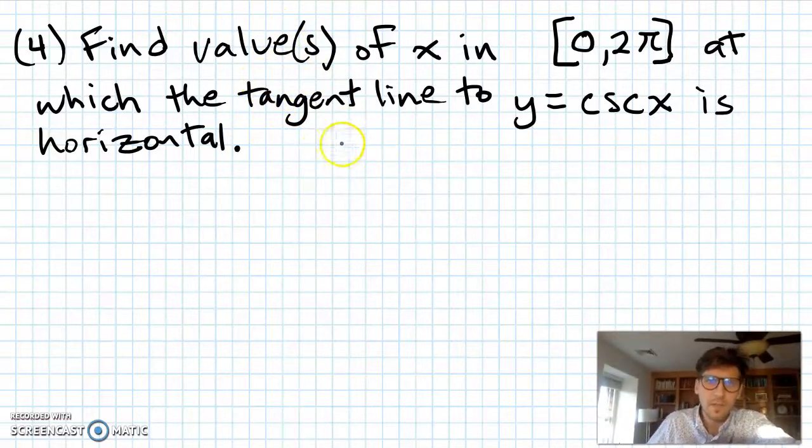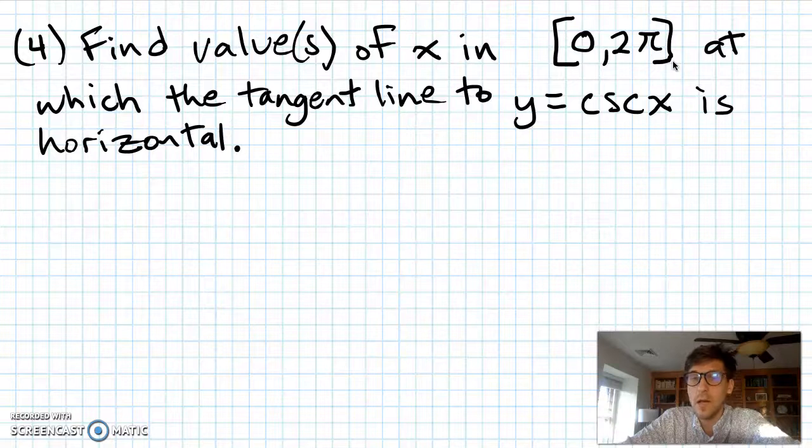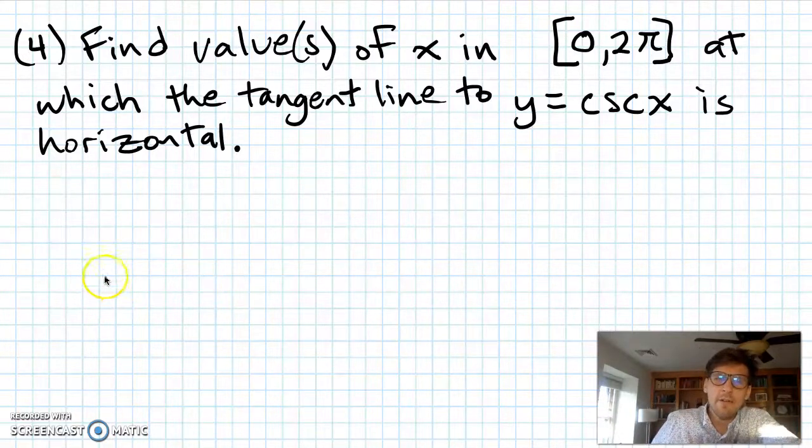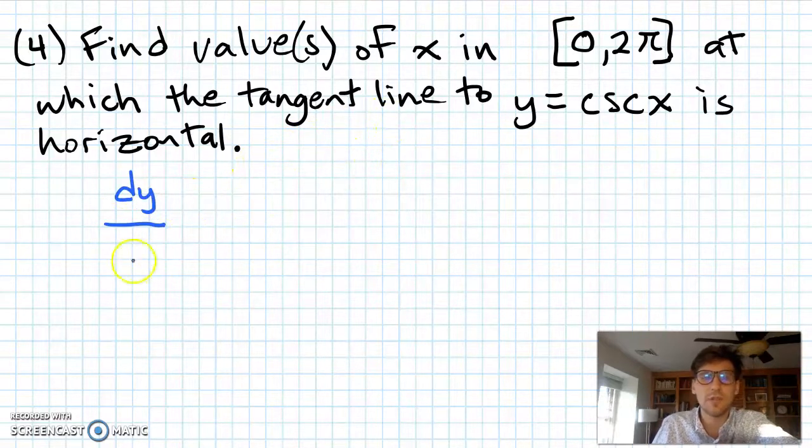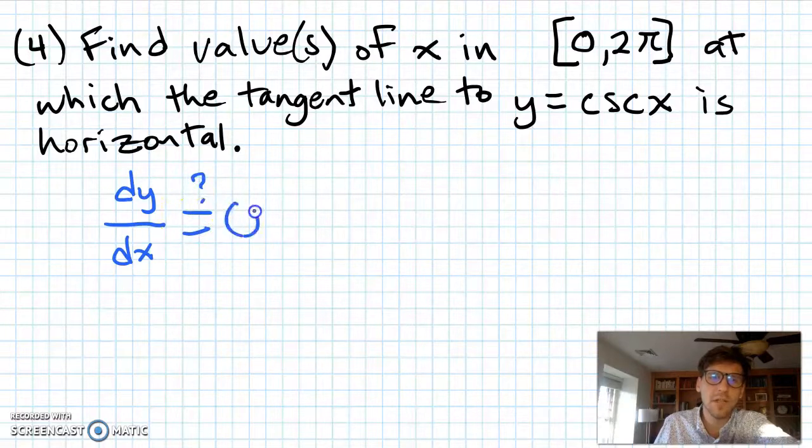So this question is asking us to find all the values of x in this interval, which you could know is often like one period of sine or cosine. If you're watching this, you may want to do double pace, as I often recommend. Well, if we want to find where the tangent line is horizontal, this is actually just where the derivative of y equals cosecant x equals 0, because that would tell us the slope.